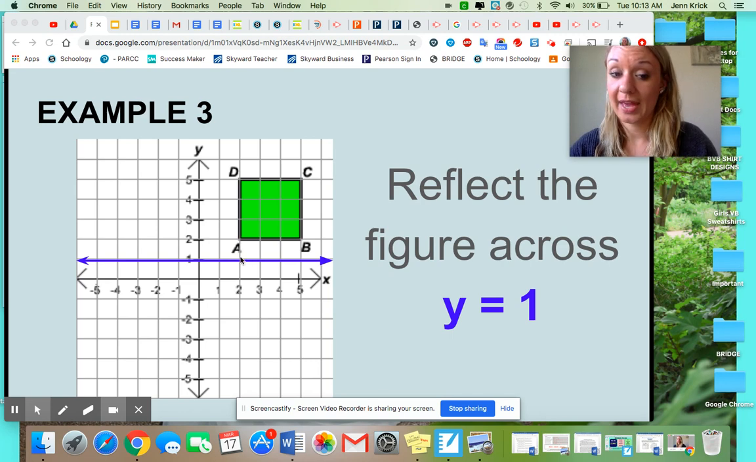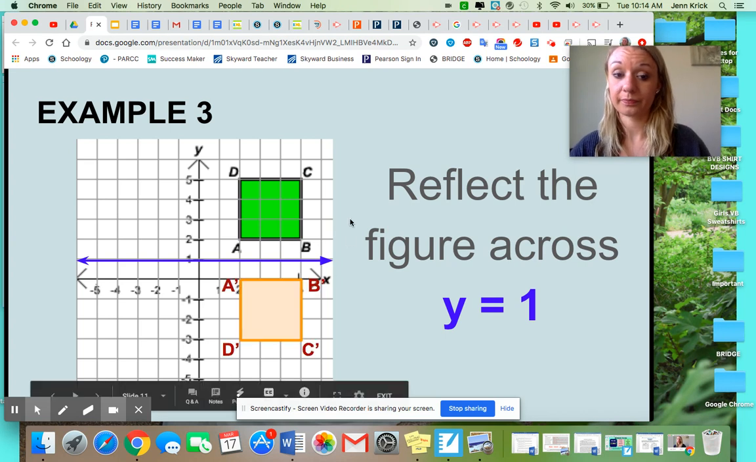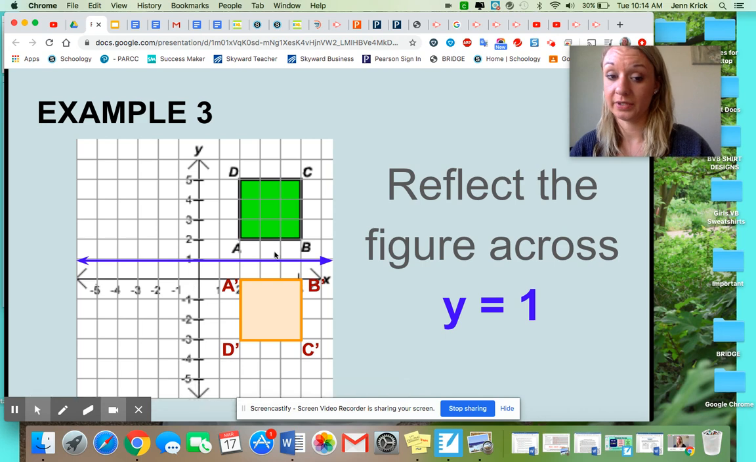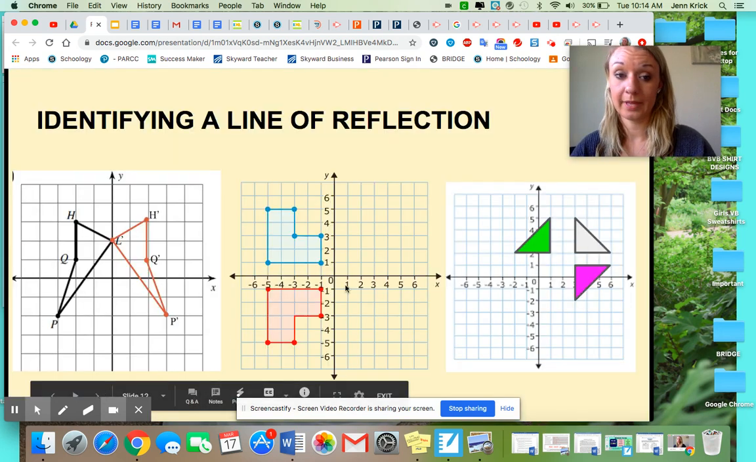So A is 1 away, A prime should be 1 away. B is 1 away, B prime should be 1 away. C is 1, 2, 3, 4 away, so C prime should be 1, 2, 3, 4 away. They're equidistant. This is kind of how it looks, you guys. So notice my letters flipped all the way down, equidistant from my line. If you need to pause it and look at it, please do that.